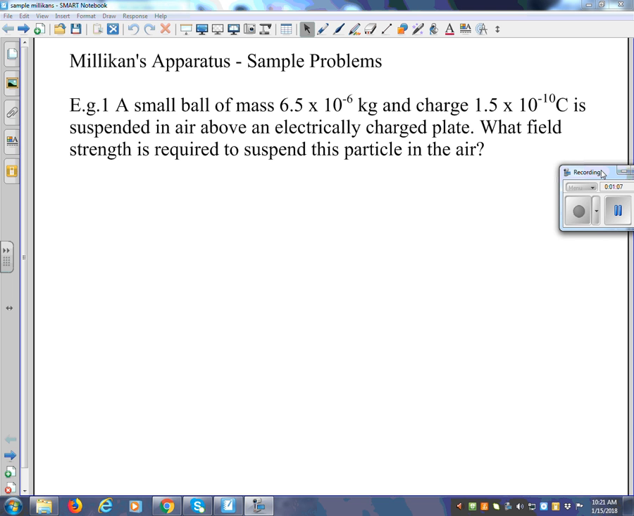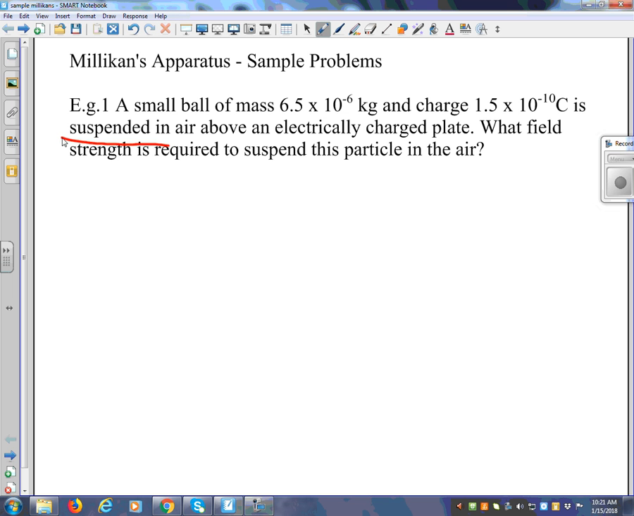So this first one here is going to be very similar to one that you've done already. Here we've got a small ball of mass 6.5 times 10 to the minus 5 kilograms. Charge is 1.5 times 10 to the minus 10. It's suspended in air. Is that important? Probably. Why is it important, though? Because it means the forces are equal, right? In air above an electrically charged plate, what field strength is required to suspend this particle in the air?